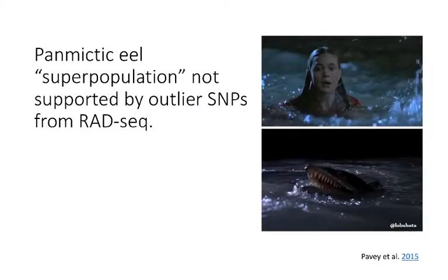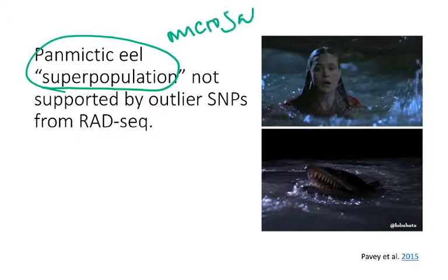One last example that I wanted to talk about for a couple different reasons. I'll explain my reasons. This is a study where previously, using microsatellite loci, they had found evidence for a panmictic eel, quote-unquote, superpopulation. So when I think of eel superpopulation, I think of the Princess Bride with the shrieking eels. I like that movie. It's one of my favorite movies. I watched it again recently, so I wanted to throw in that little reference there. That's the first reason I wanted to use this example.